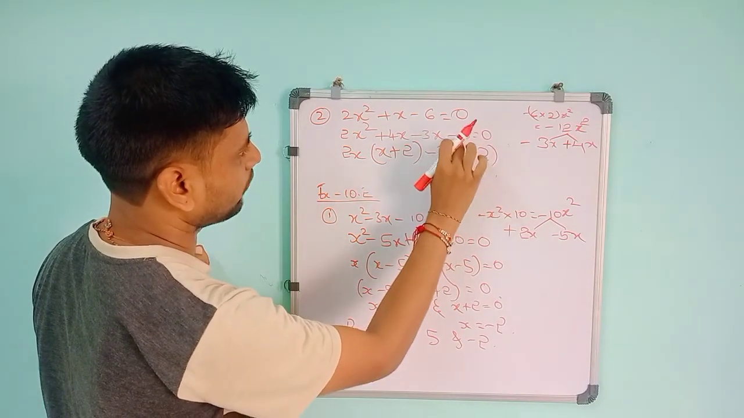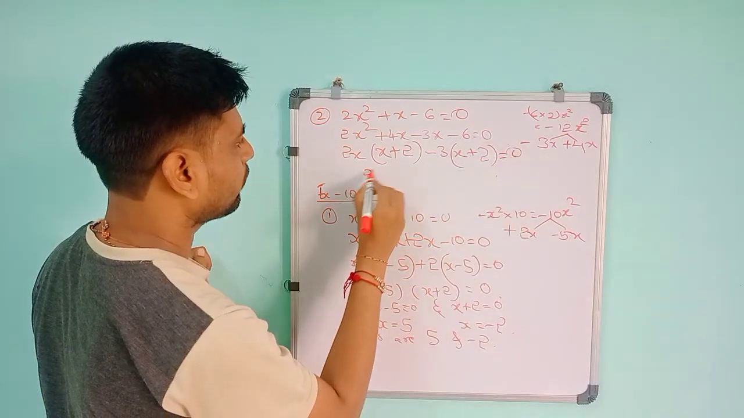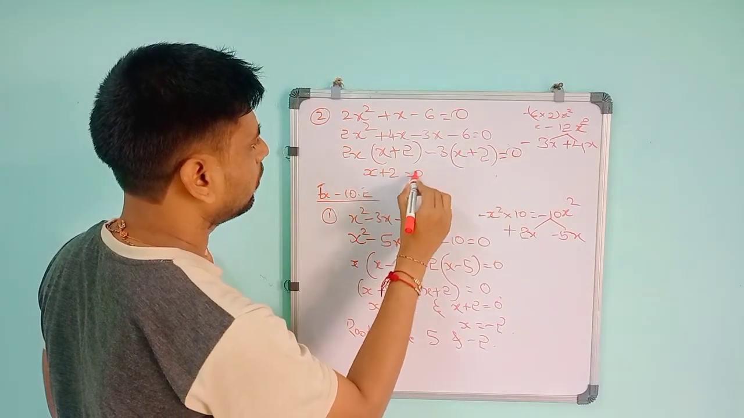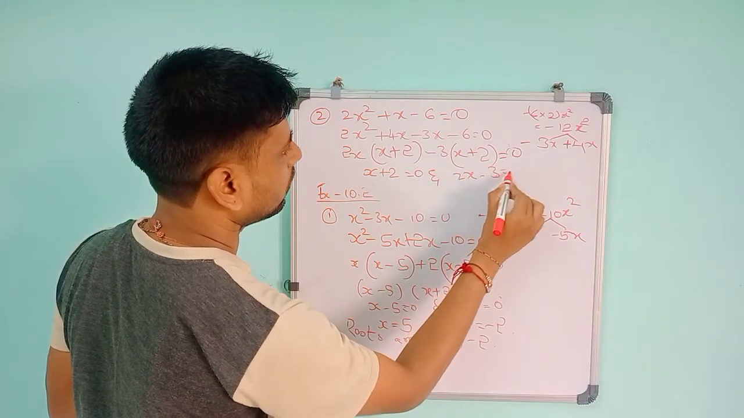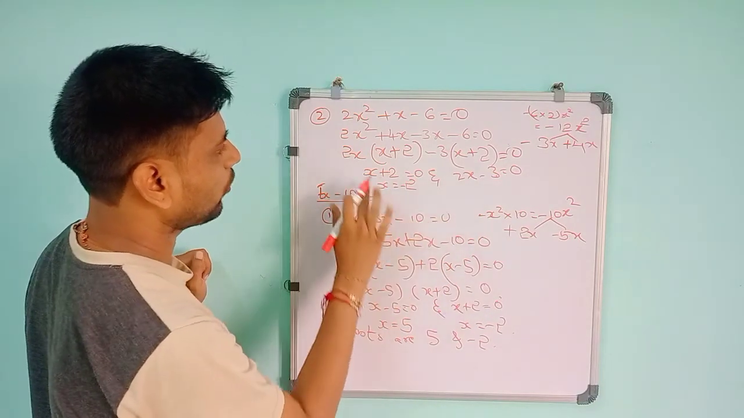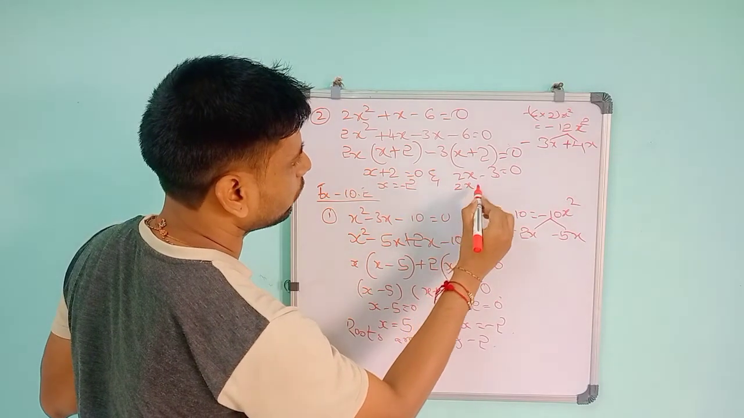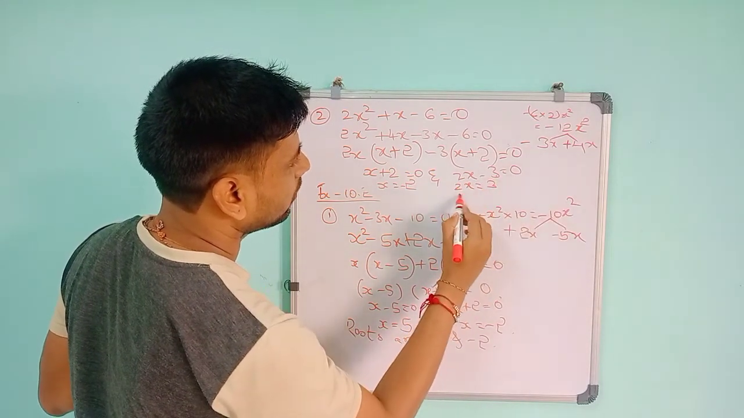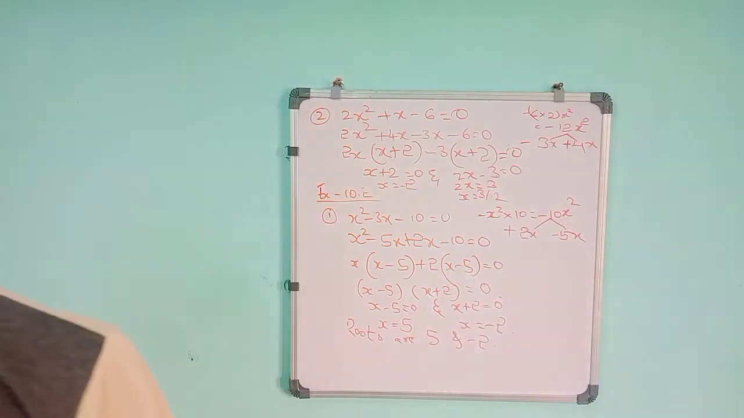So minus into plus is minus, 3 into 2 is 6, so minus 6 is equal to 0. Then x plus 2 is equal to 0, and 2x minus 3 is equal to 0. So x is equal to minus 2, because x plus 2 is equal to 0, this side means x is equal to minus 2. And 2x is equal to 3 when this side goes, then x is equal to 3 by 2.